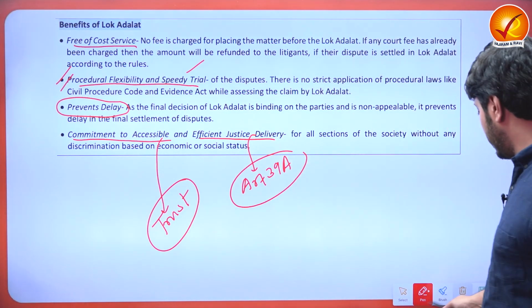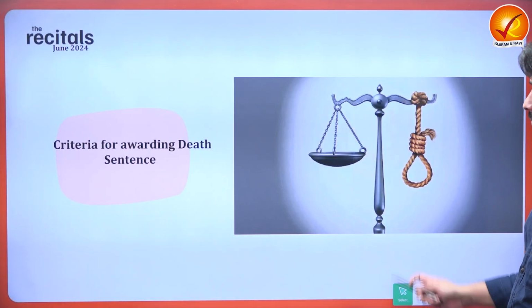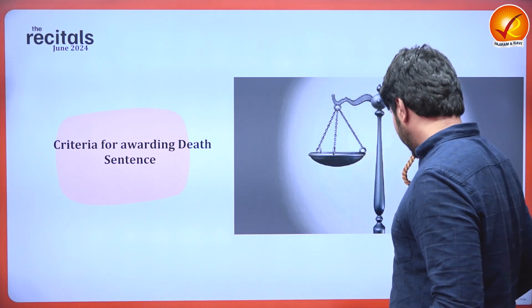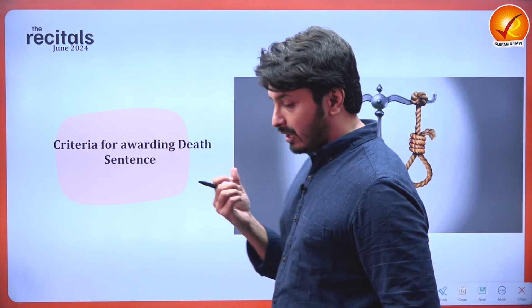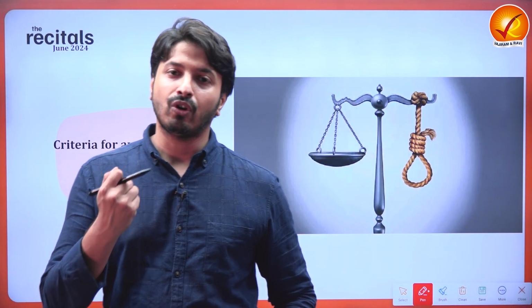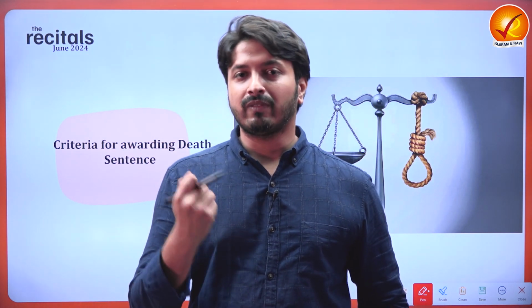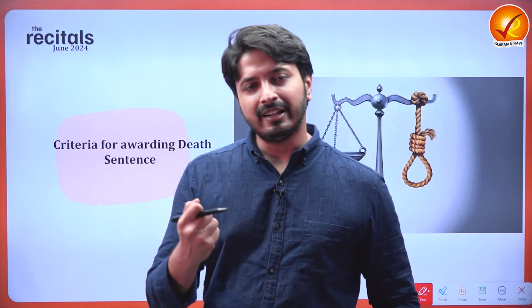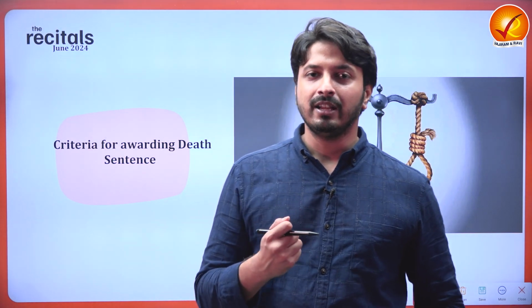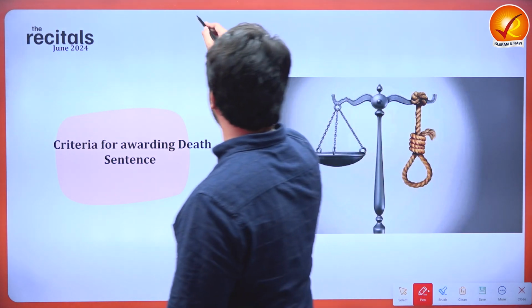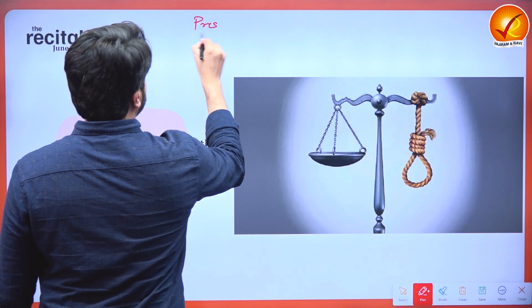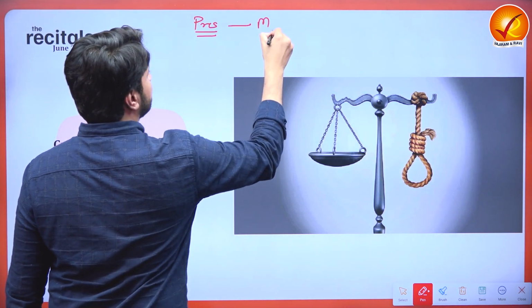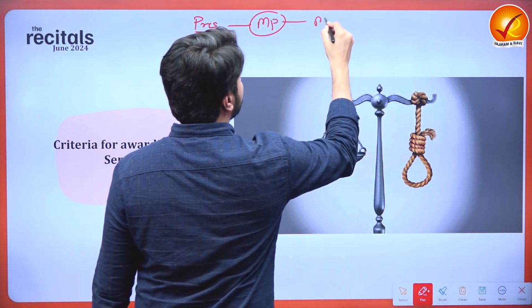Now let's come to the next topic, which is criteria for awarding the death sentence. This whole issue of capital punishment has always been under debate for one reason or another. And recently one more important issue happened: the President of our country rejected the mercy petition of a person named Muhammad Arif.